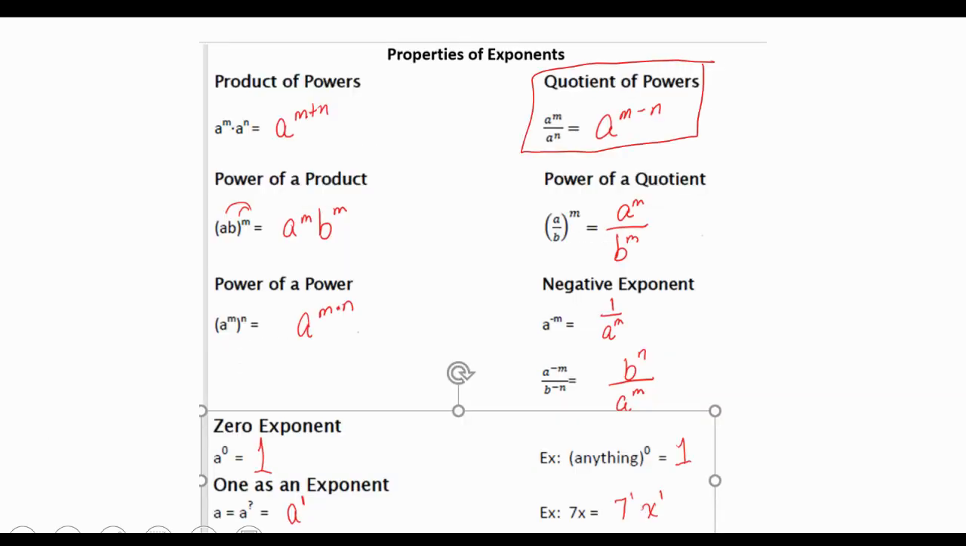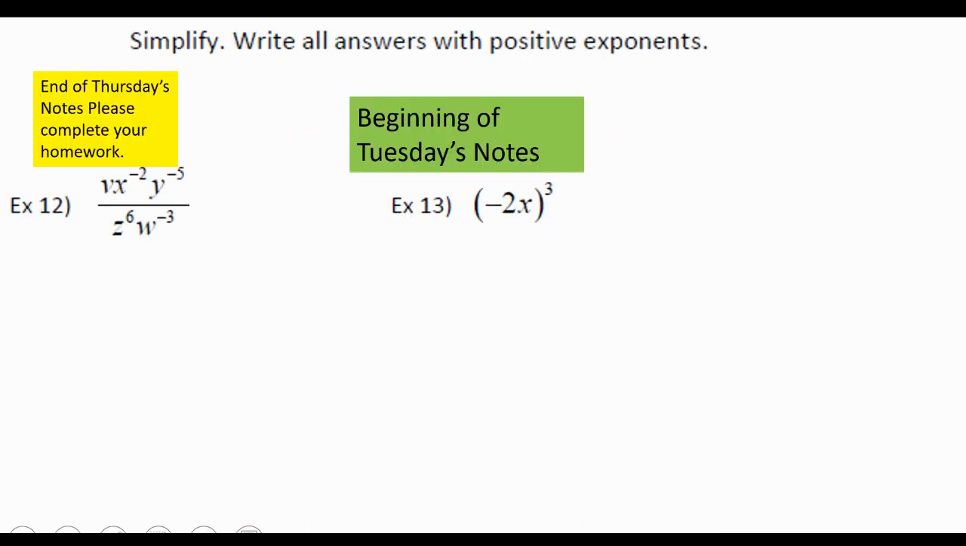Moving on. Okay, so this is what we've been working on. These are all the rules that you should already have filled out. Okay, so on Thursday we left off at number 12. Today we're going to do number 13. And for this particular problem, this exponent of 3 has to go to each item inside.